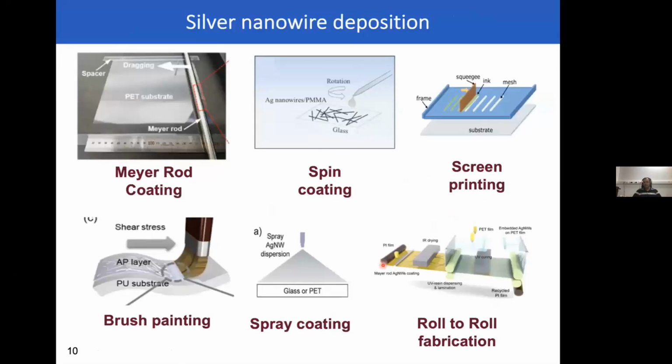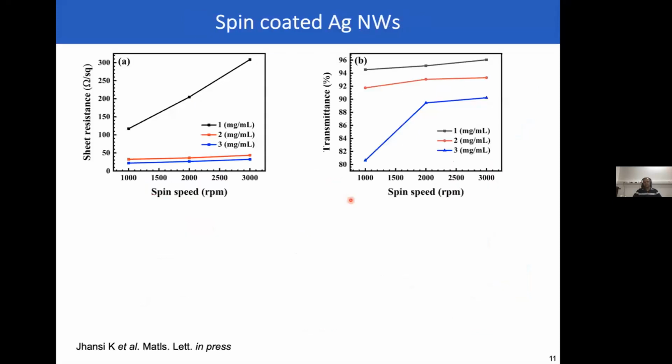So we have the nanowires. How do we actually make a thin film? Because ultimately that's what we want to do. If I want uniform coating, there are different techniques: Mayer rod coating, screen printing, brush painting, all of those. The simplest, of course, is spin coating, and that's a technique we use if I want to make uniform layers of silver nanowires.